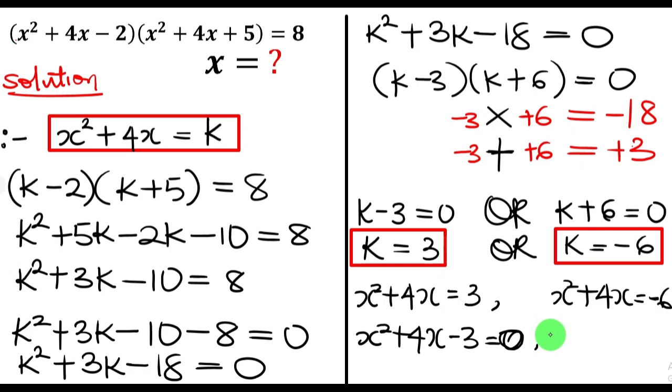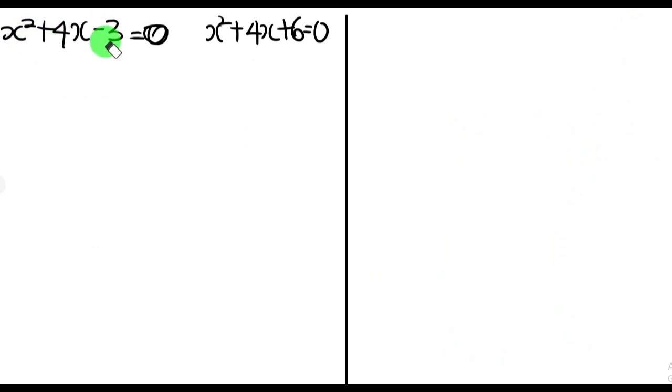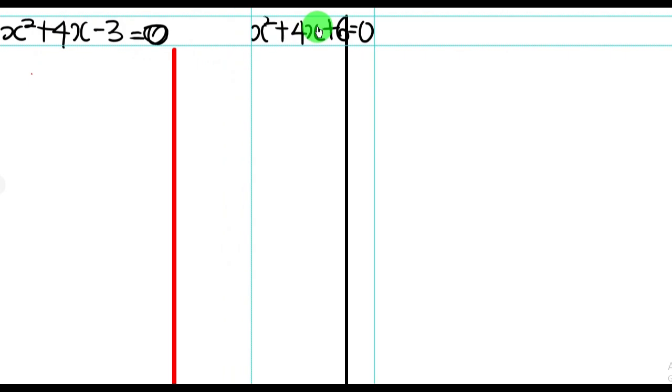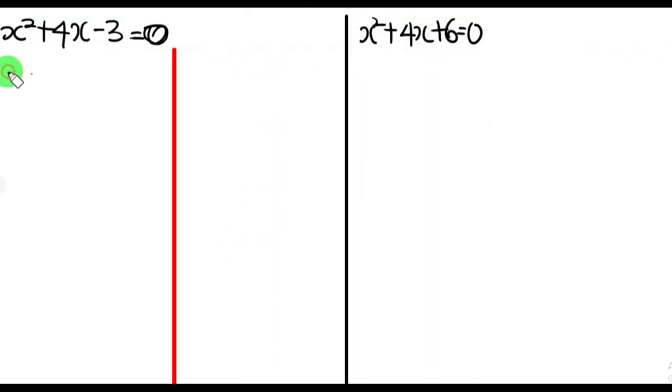Then also here I have x squared plus 4x plus 6 equals 0. Breaking this down further, we're going to have to use the quadratic formula to solve both of them. If I move the second quadratic equation here, using this, x is equal to minus b plus or minus the square root of b squared minus 4ac all over 2a.